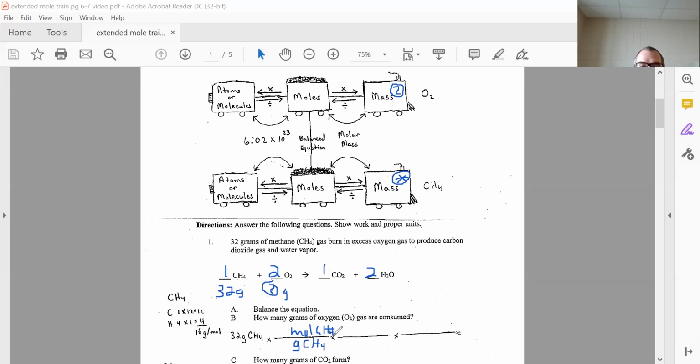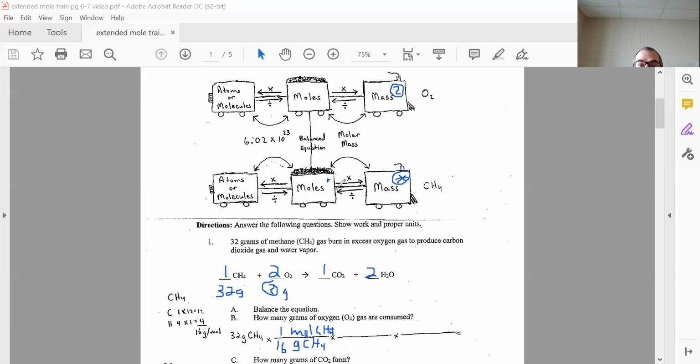And sorry for the sloppiness. You'll be able to see this on the partial key too. So I went from grams to moles. Okay, and there are 16 grams in a mole of CH4, not 16 moles in a gram. So the 1 goes with the moles of CH4, the 16 goes with the grams of CH4.